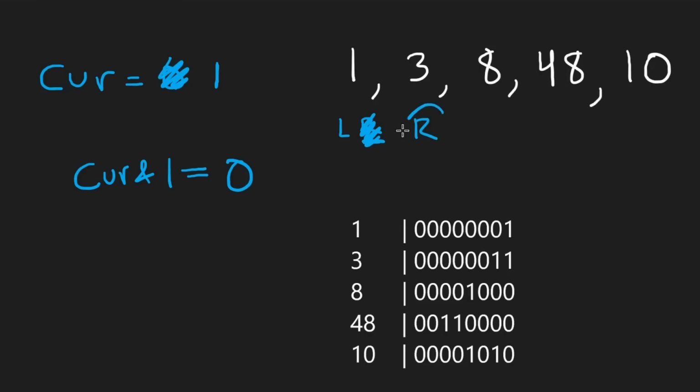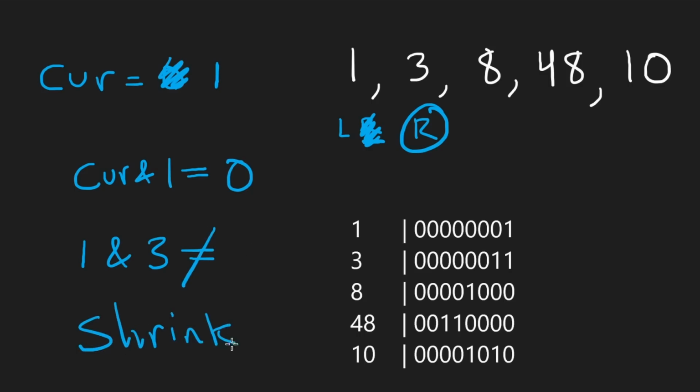And next, our right pointer is clearly at 3. So once again, we will take cur, which is 1 right now, and do 1 ANDed with 3. And we definitely will see some overlap. It is not going to be 0. That's bad. So what do we do? Things get interesting here. Now is the part where it's invalid, so we will shrink our window.